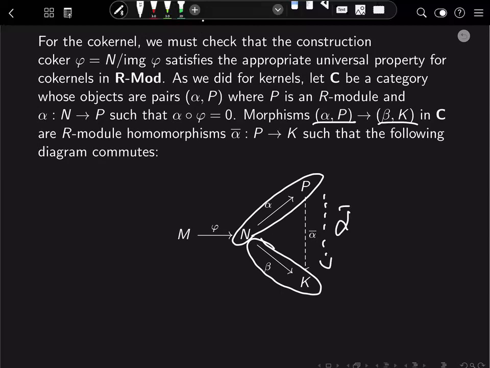What that's really saying is that alpha bar composed with alpha, well, that's going to be equal to beta, right? So if we go down through this path, that's going to be equal to going through this path.